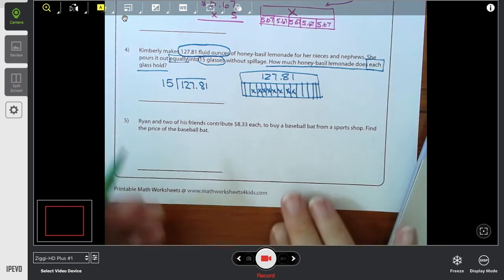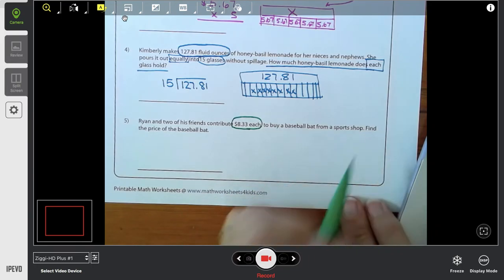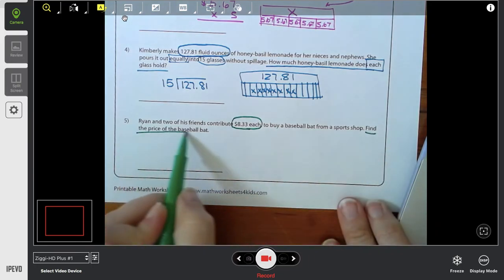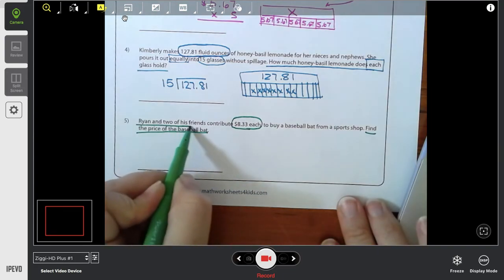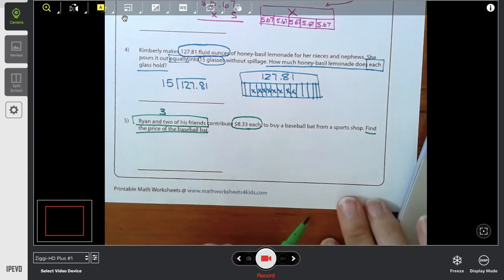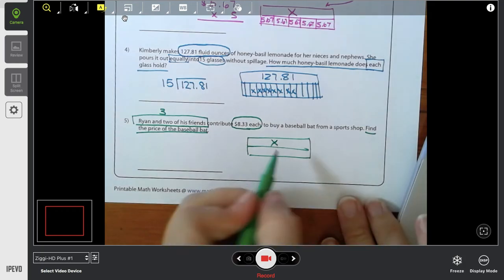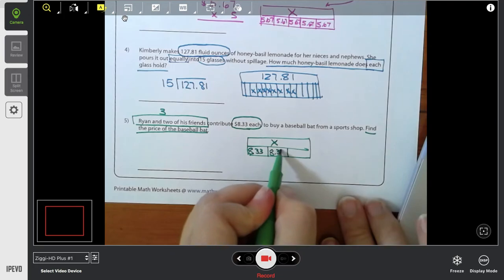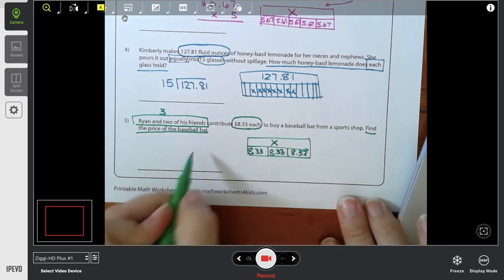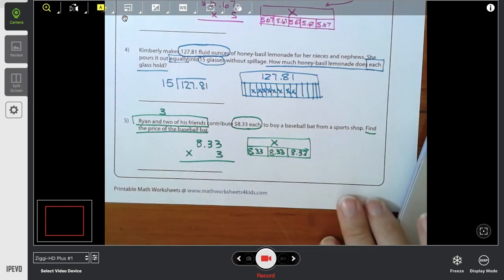Ryan and his 2 friends contribute $8.33 each to buy a baseball bat from a shop. Find the price of the bat. This is a pretty cheap bat, but we have Ryan and 2 friends, so altogether that's 3 people. We don't know how much the bat cost total, but we do know that 3 of them each contributed $8.33. So to find the total, we've got $8.33 times 3, and that will give us the total that they each found.